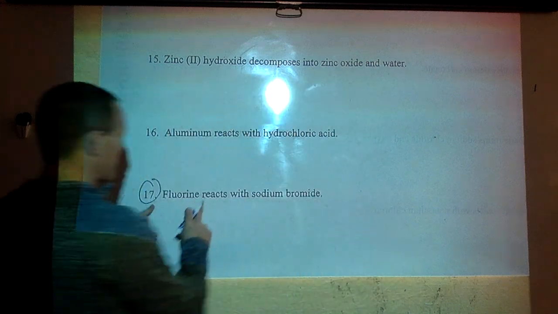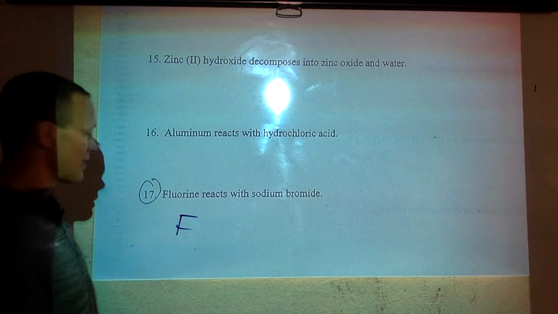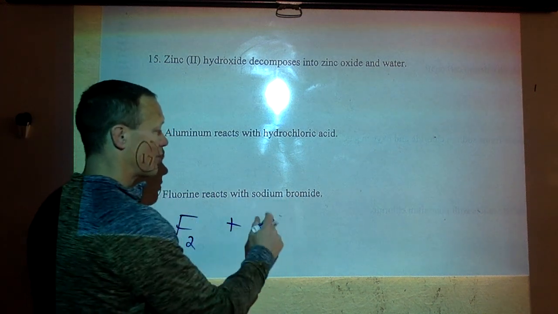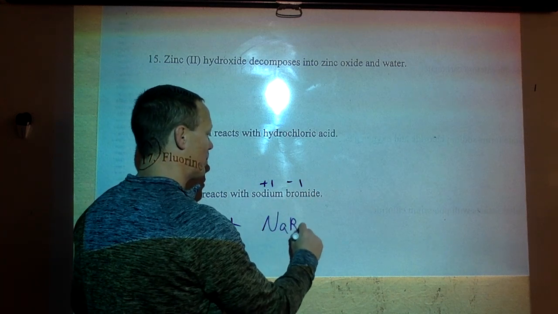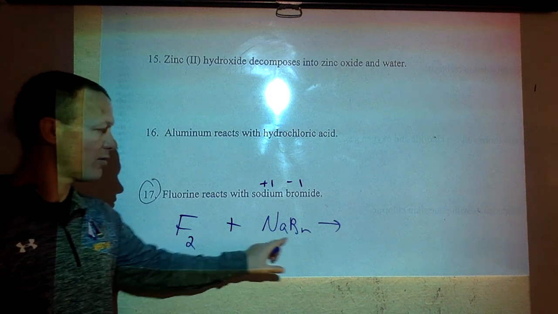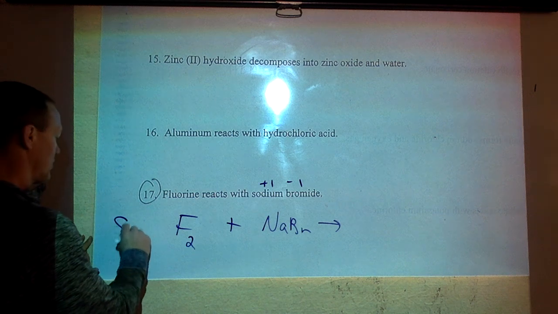So here's 17. You got fluorine. Again, whenever you write an element by itself, make sure it's not diatomic. Fluorine is diatomic. Reacts with, so that's plus, sodium bromide, which is a plus 1 and a minus 1 charge. So sodium bromide. Element by itself with a compound. That means it's single replacement.